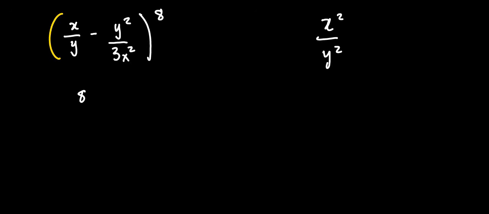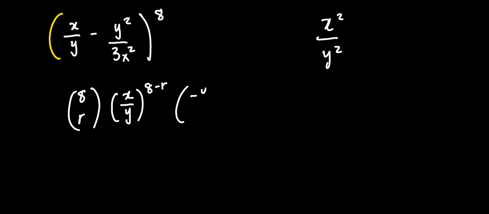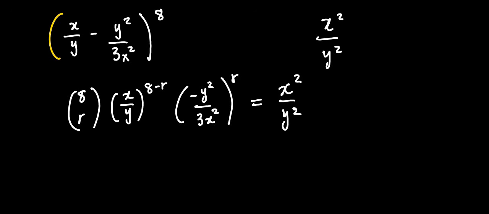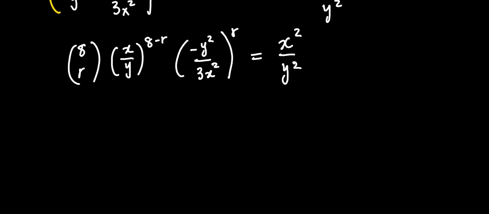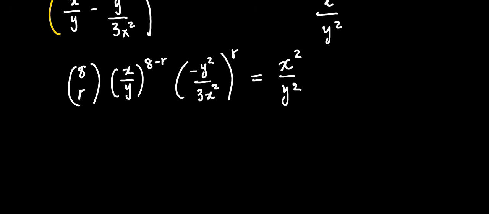So we have 8 choose r, we don't know the r. We'll say the first term, which is x over y to the power 8 minus r. Then we have negative y squared over 3x squared. Then we are having this to the power r. Equate it to what they want us to get. This is this part here. That's what we need.